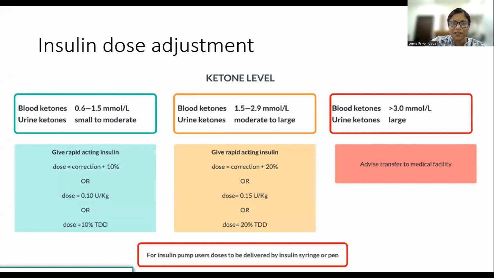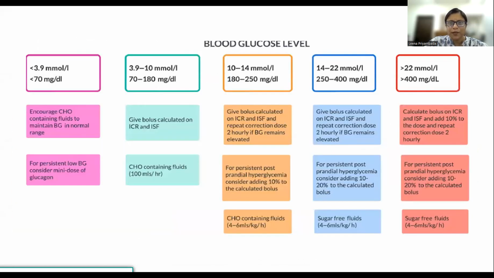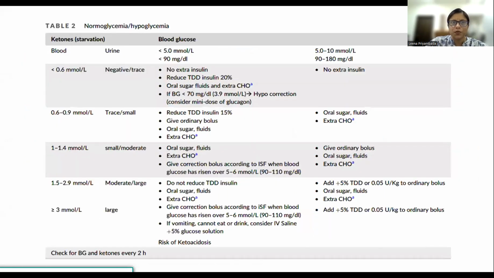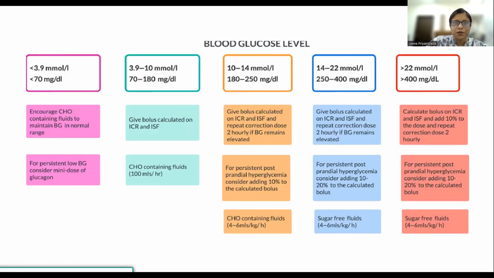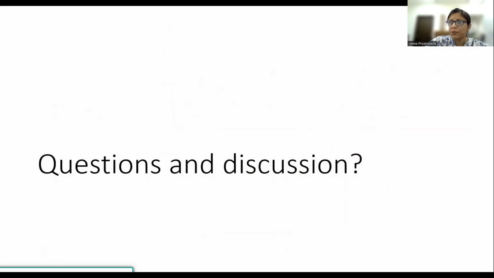These are from the recent ISPAD guidelines. Blood glucose level, depending on this, what to do; ketone levels, depending on this, what to do. This is hypoglycemia with ketones, what to do. So these are 3 tables which are important. If people want to go through it, they can go through it leisurely and think more about it. But mostly this is what it is.